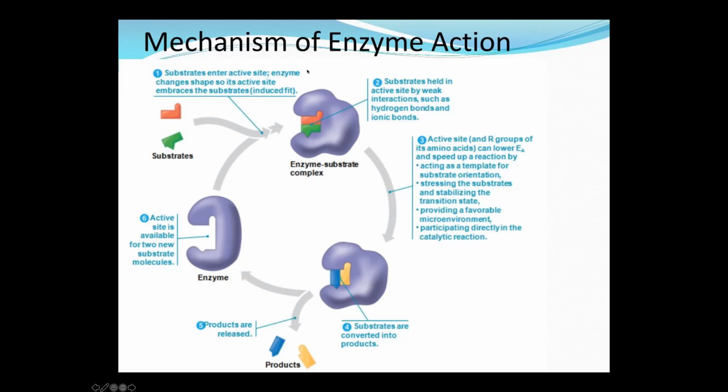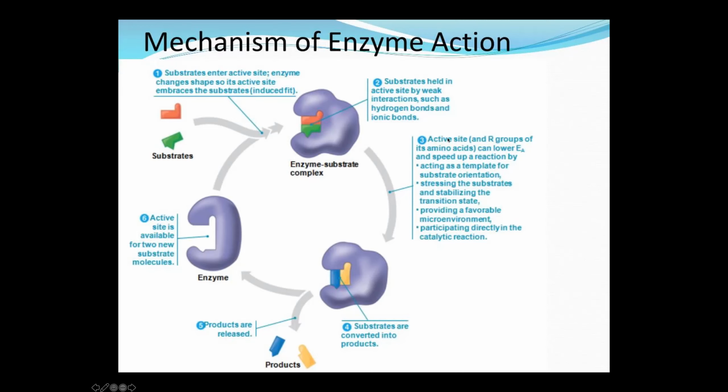So again, let's go through this in steps. The first step is that substrates here, red and green, enter the active site of an enzyme. Here's the enzyme by itself, and here's the active site. So these substrates have the right shapes to enter into this active site and form a complex. And the substrates are held in this site with weak interactions like hydrogen bonds and ionic bonds.